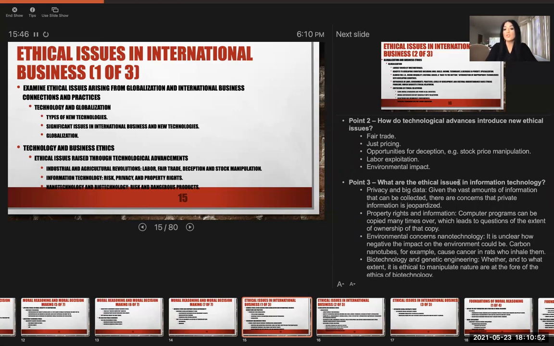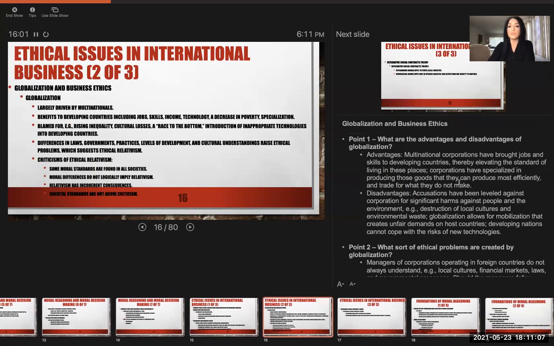We have carbon nanotubes, for example, that cause cancer in rats who inhale them. With biotechnology and genetic engineering, whether or to what extent it is ethical to manipulate nature are among the ethical concerns of biotechnology.